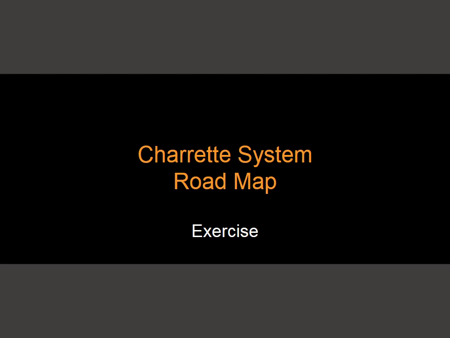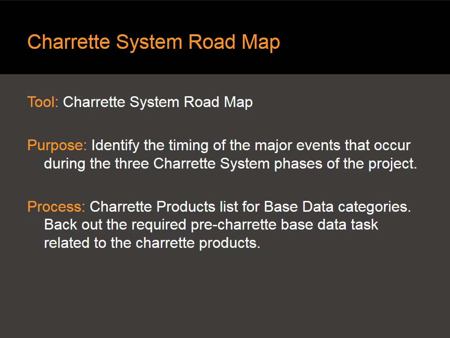So on to the charrette system roadmap. Next, we're going to do the charrette system roadmap. The charrette system roadmap is one of the major exercises of this whole course. It brings together all the information in the assessment phase to do a quick chart on when can we do a charrette, how long will it take to prepare for the charrette, and what happens during the phases of the entire project. So you will be referring to the charrette product list primarily for this exercise, and we'll get to that.